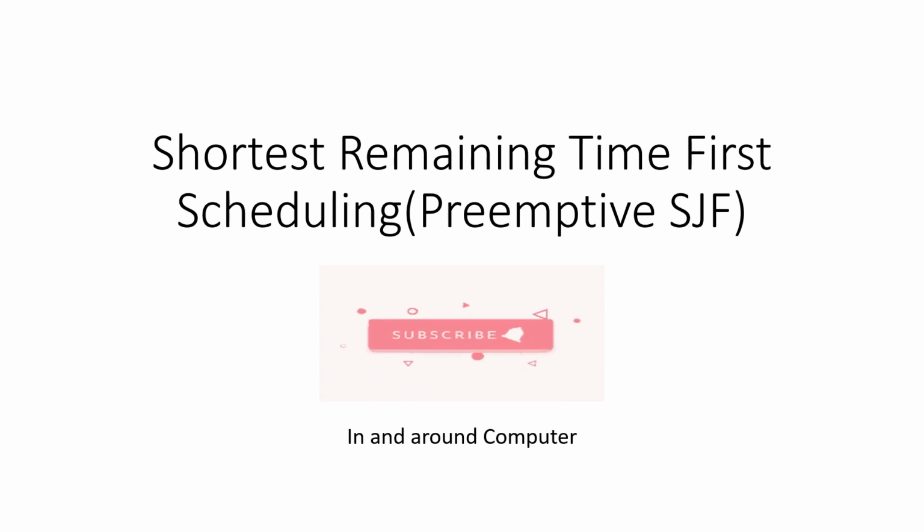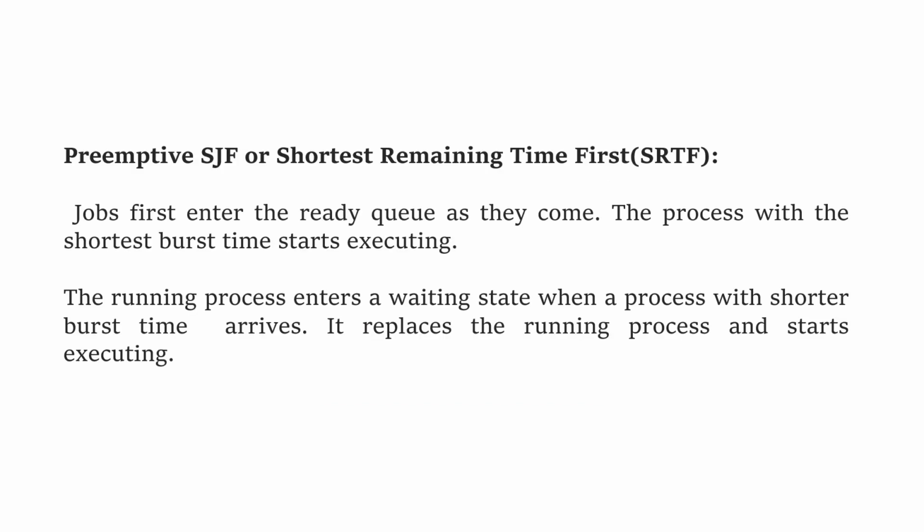In this video, we are going to see the shortest remaining time first scheduling, that is the preemptive SJF. This preemptive SJF, or we can call it shortest remaining time first. In this, jobs first enter the ready queue as they come. The process with the shortest burst time starts executing.